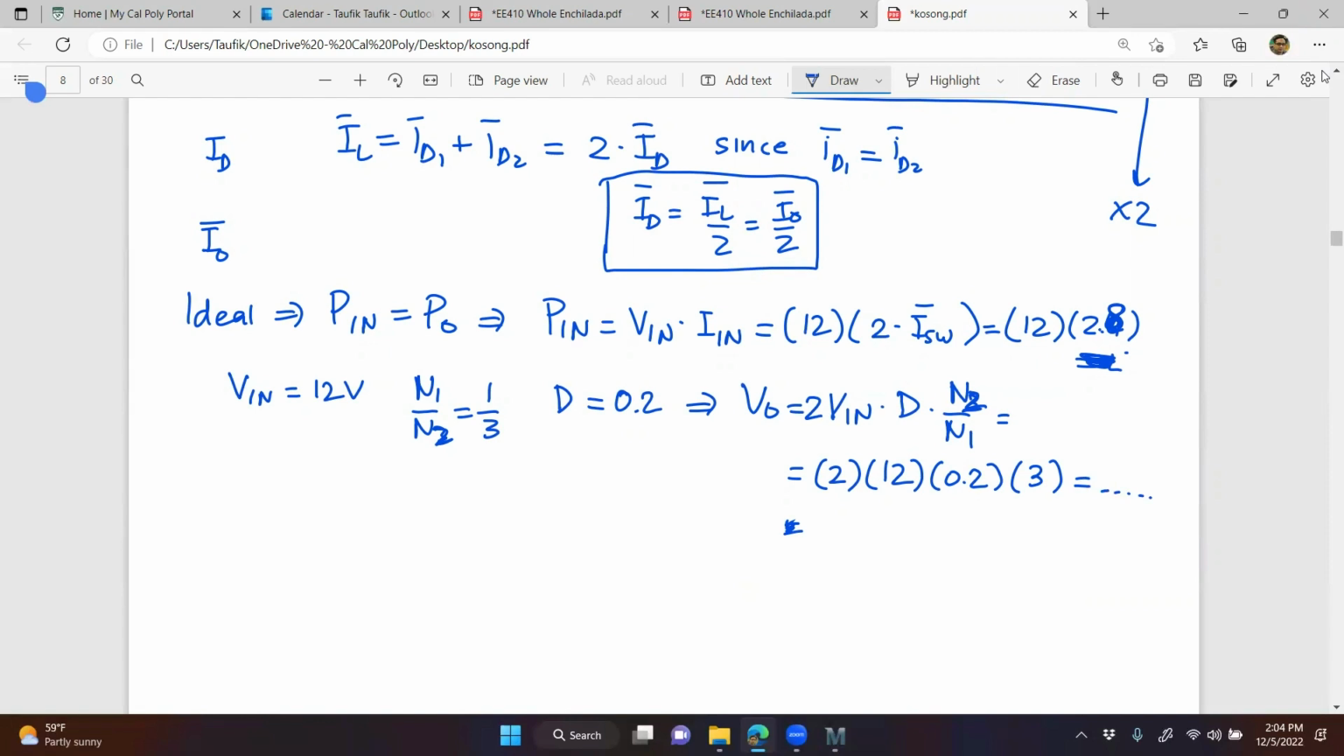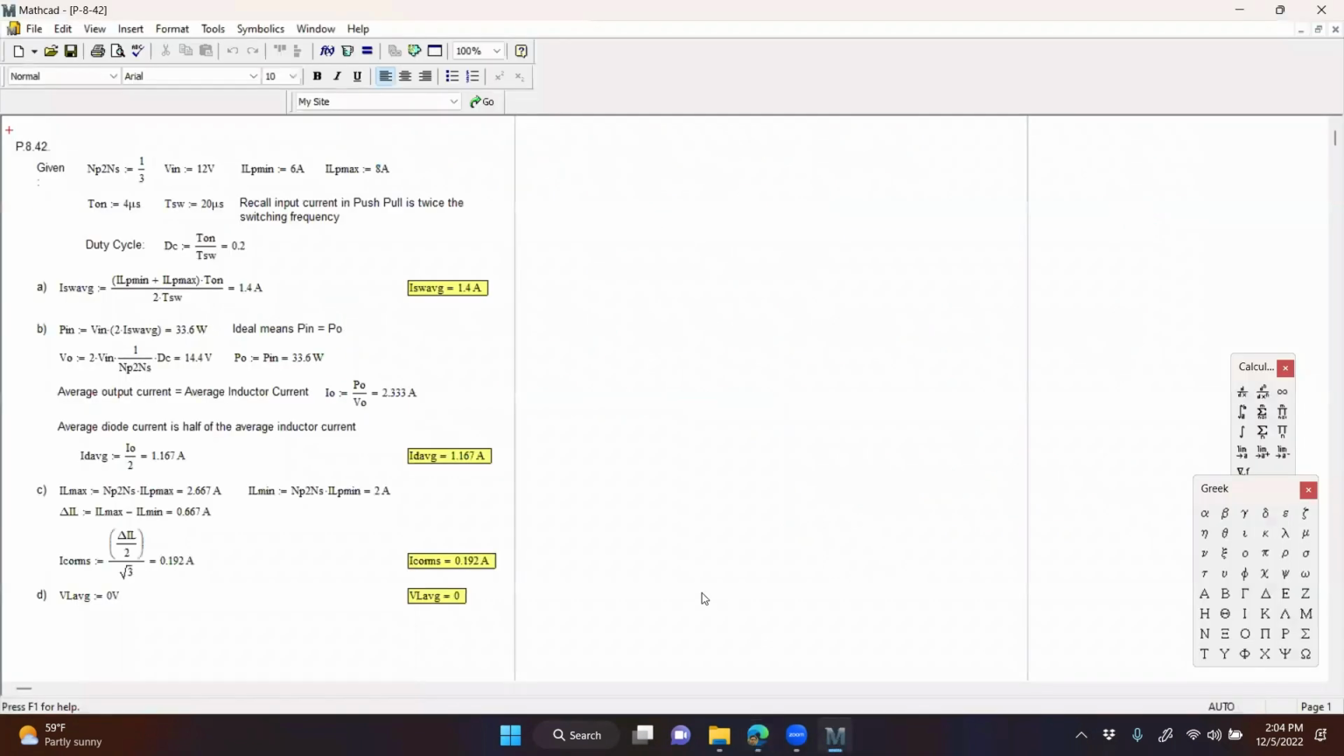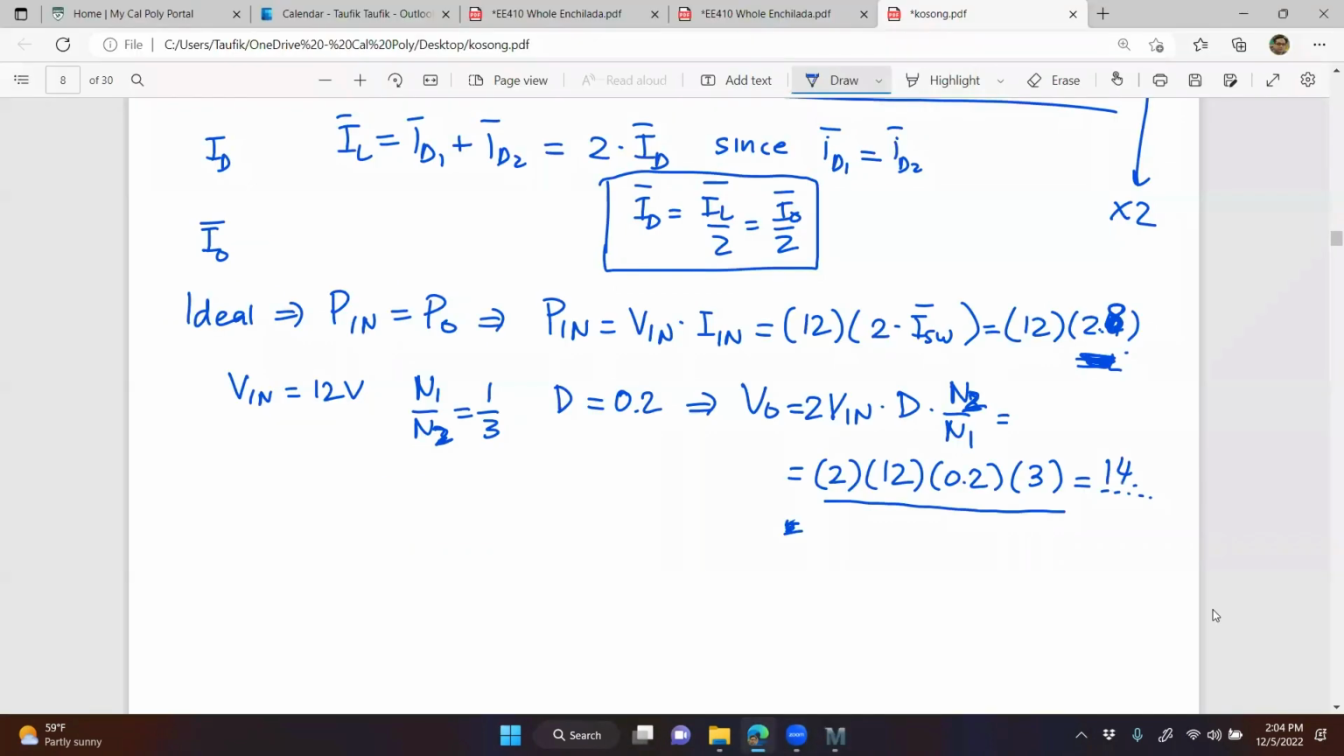Anybody? I got 14.4. Oh, I probably made a mistake. Well, let's look at the solution. It says 14.4. Yeah, I got it right. Okay, 14.4.